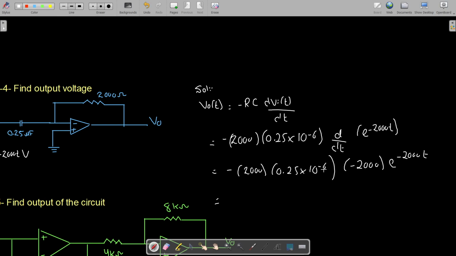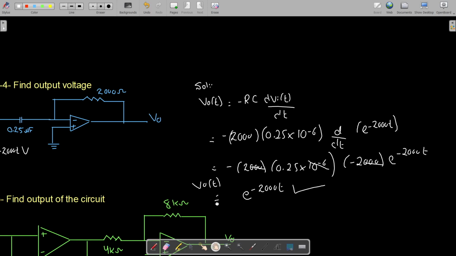Fine. Now this is 10 raised to power minus 6. We have 3 zeros over here and 3 zeros over here. So this 10 raised to power minus 6 will be cancelled with 3 zeros and 3 zeros. And then minus into minus is plus, so we are going to have plus over here, and then 2 2s are 4, 4 multiplied by 0.25 is 1. So again we are going to have at the output e power minus 2000t. So this is your V0 of t. That's what we intended to find out, and we have found out.